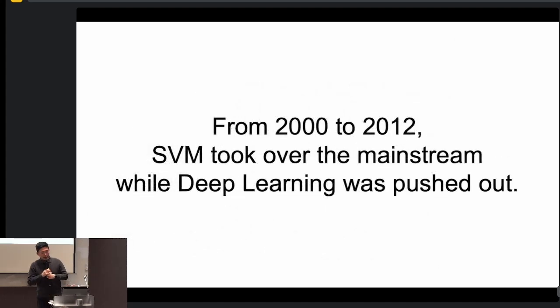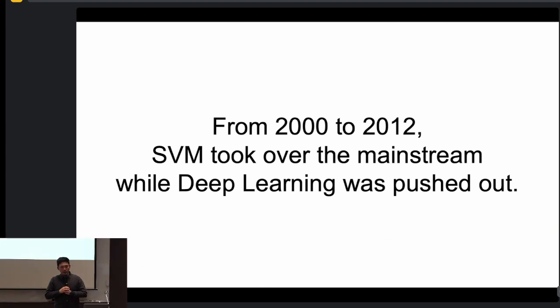So I would say from 2000 to 2012, SVM took over the mainstream while deep learning was pushed out at that time. It is interesting to see that, starting from the perceptron, the next model was the neural network. Neural network is the same thing that we call deep learning these days. So we can say the deep learning method was already invented 30 to 40 years ago, but it failed. From 2000 to 2012, it was the era of SVM.